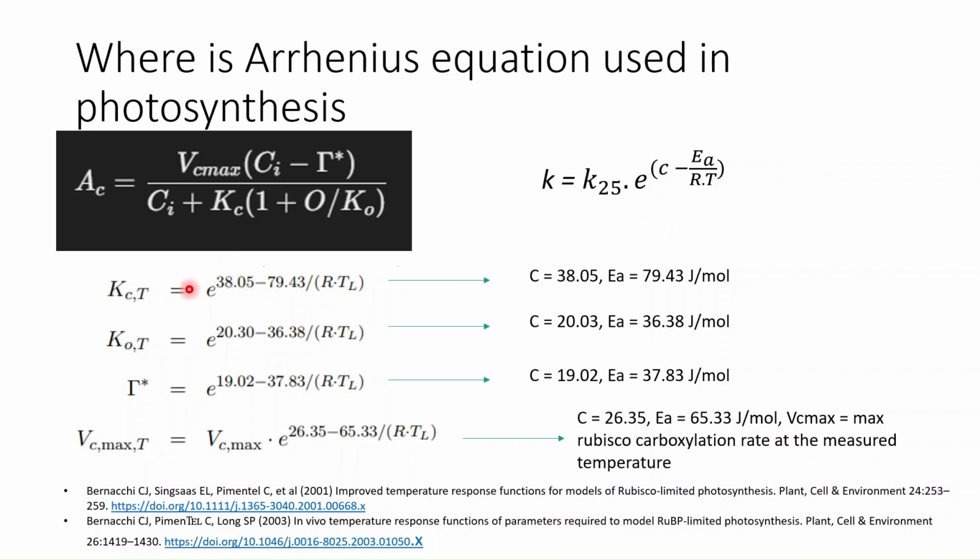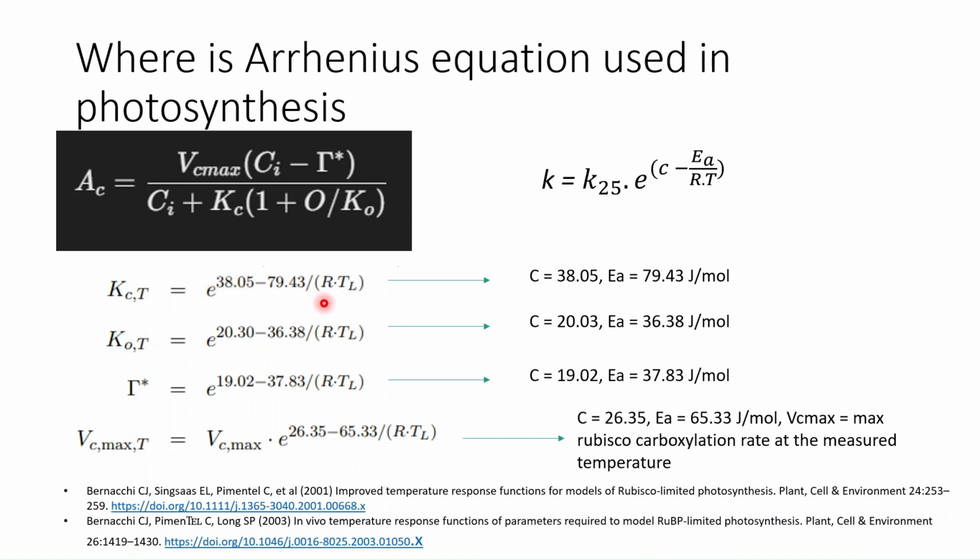The scaling parameter is equal to 38.05, and the activation energy Ea is equal to 79.43 joules per mole, and here the temperature can be any temperature. So this equation is to calculate the Michaelis-Menten constant for any temperature, and here in place of K25 it will be equal to 1, because as part of normalization, that is what we assume, that K at 25 should be 1.